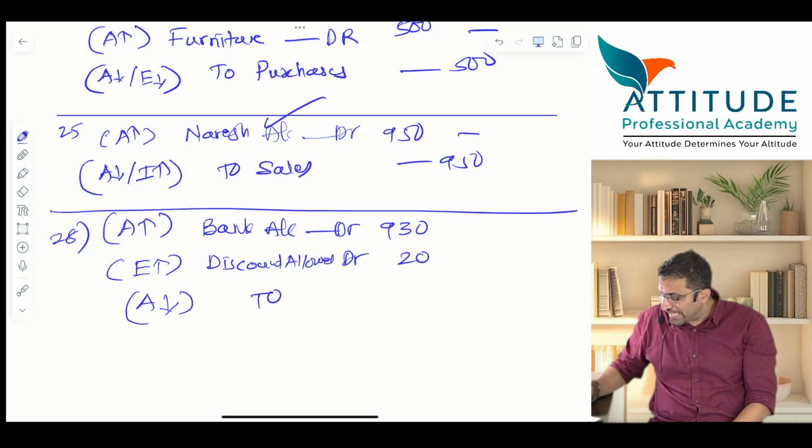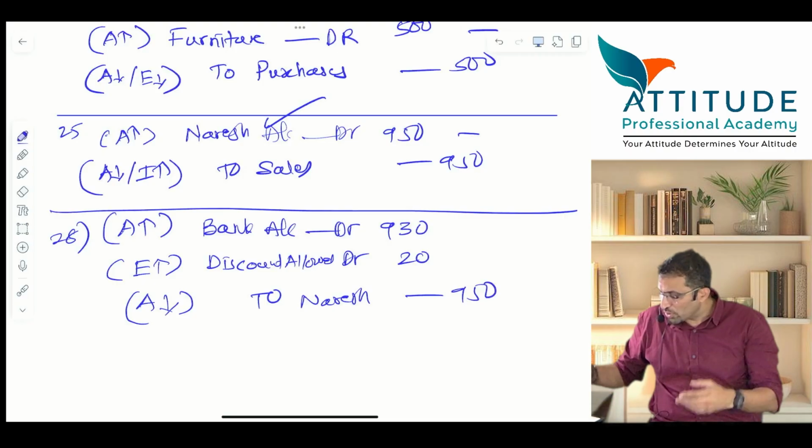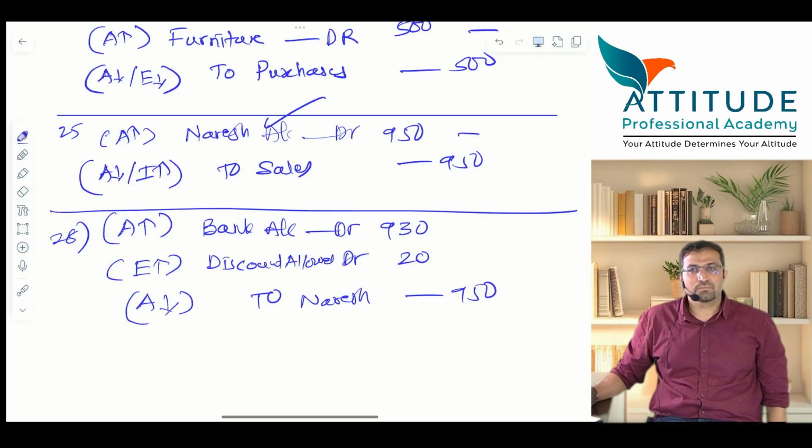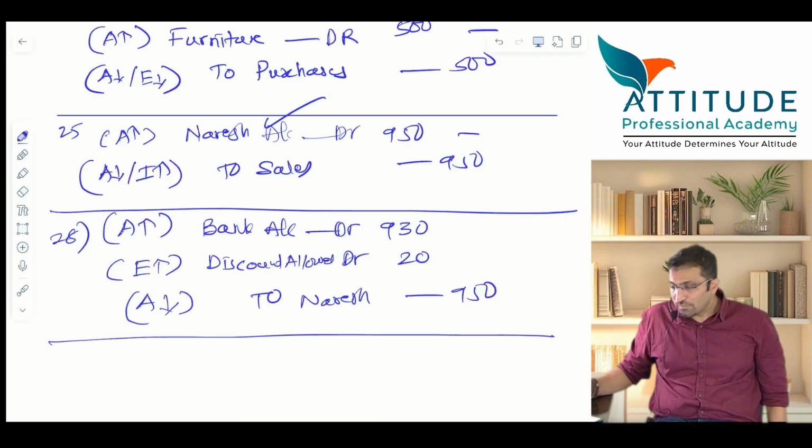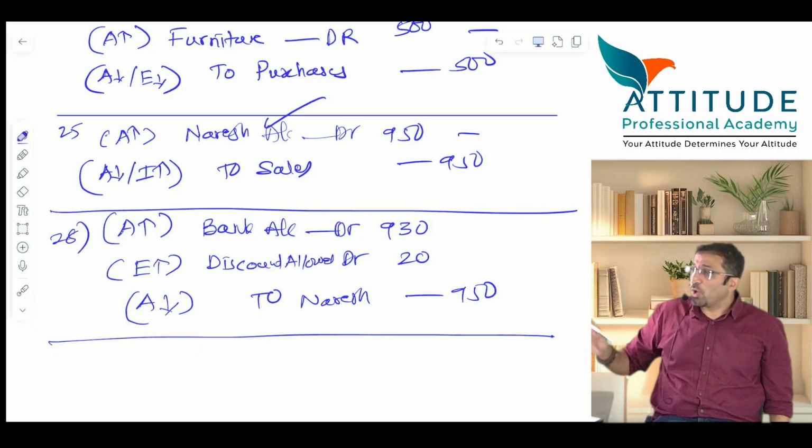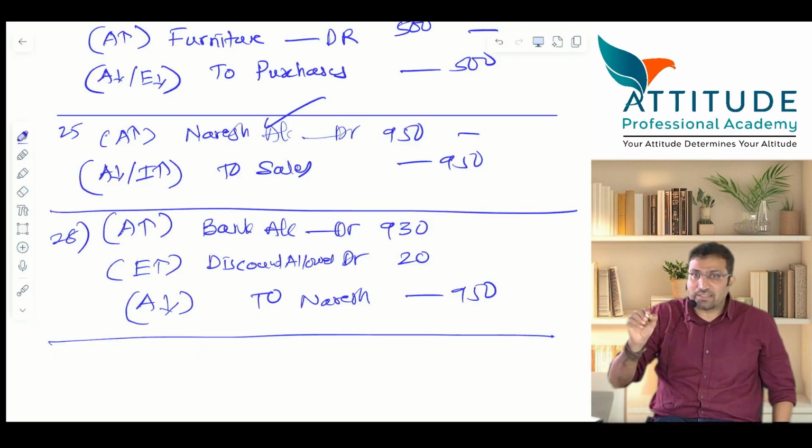Naresh has been debited here. Naresh's account is closed. 950 closed, his account. Asset reduces. Please take it down the way I am writing on the board. Please take it down. Write it. In bracket, whatever I have written, please keep on writing.